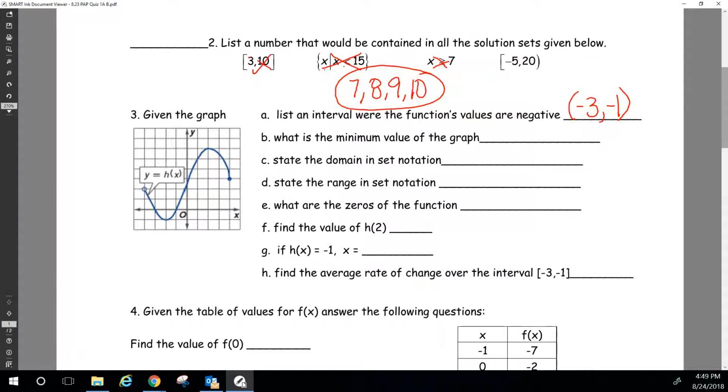B says, what is the minimum value of the graph? So this is the lowest value of our graph, and that would be down here at negative 1.